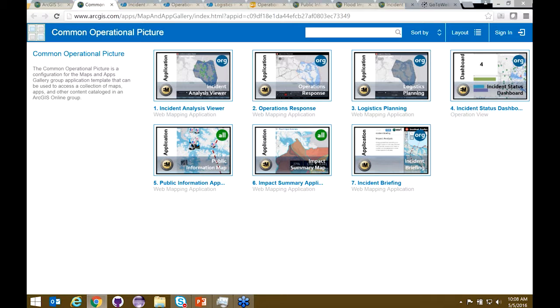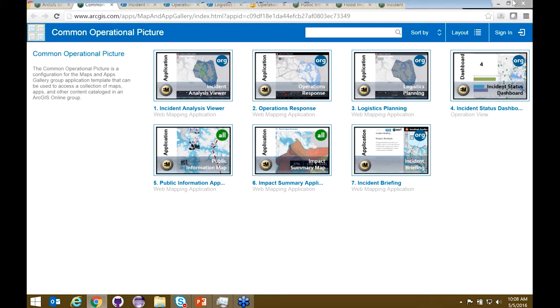It's really organized around a harmonized set of data. So each application utilizes the same set of services on the back end. So the ops chief and logistics chief, as they're making decisions, they're all looking at the same status or the same picture of what's actually unfolding. So it's a suite of applications, in total of 7, that are all configurable web application templates within ArcGIS Online.